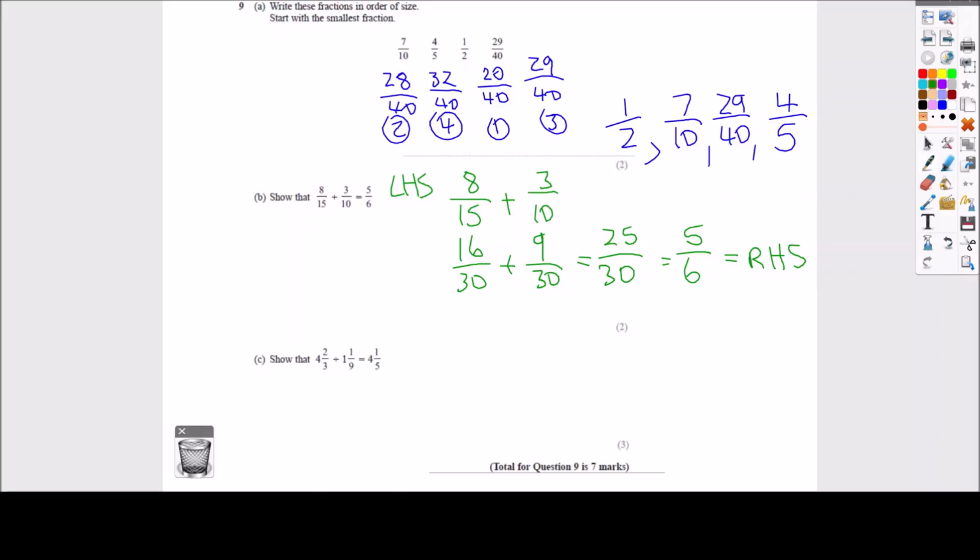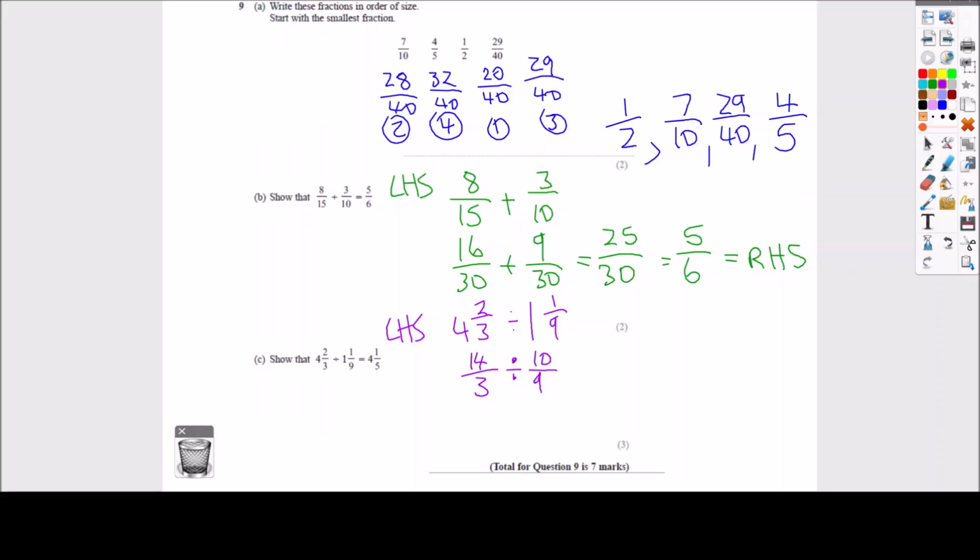Now for part C, same approach. Start off with your left hand side. So my left hand side is 4 2/3 divided by 1 1/9. Now with any of these mixed number fraction questions, doesn't matter whether you're adding, subtracting, timesing or dividing, start off by turning them into improper fractions, top heavy fractions. So 4 2/3 is 14 over 3. I've done 4 3s are 12, add the 2 to get 14, and I'm dividing that by 10 over 9. 1 times 9, add the 1.